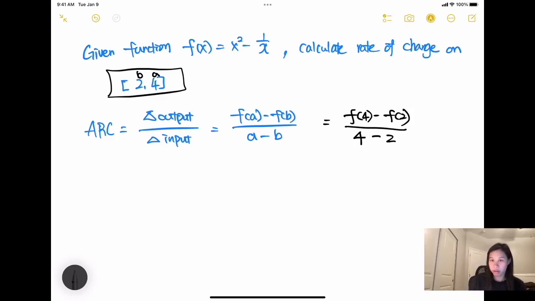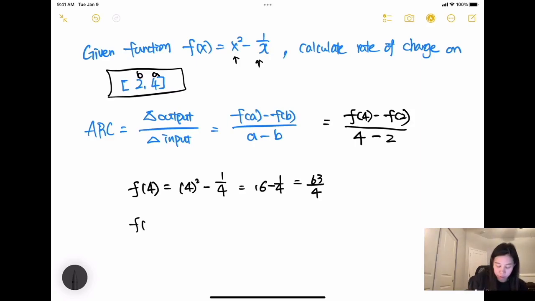Okay, so how do we find f of 4? Well, f of 4 equals what? You just substitute 4 into the function. So I have 4 squared minus 1 over 4, which is 16 minus 1/4, equals 63 over 4. And f of 2 equals 2 squared minus 1/2, which is 4 minus 1/2, which is 7 over 2.